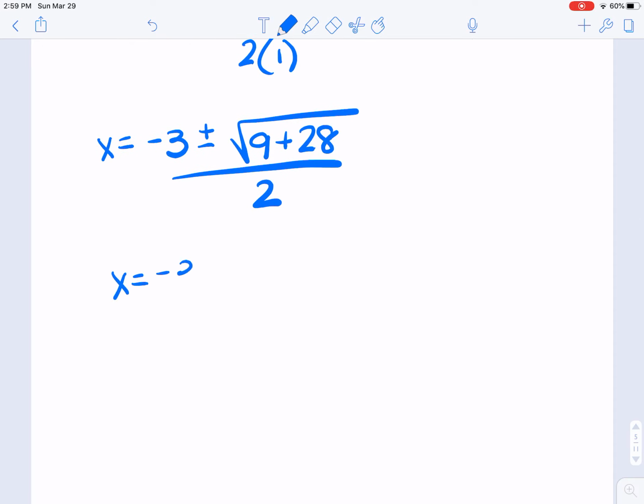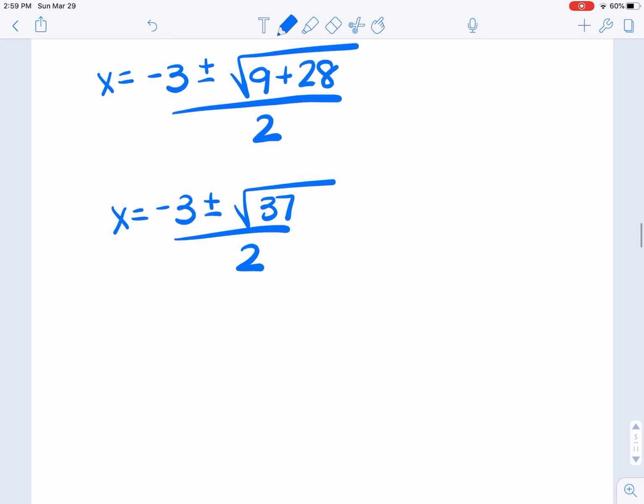X equals negative 3 plus or minus 37 divided by 2. Now, as you can see, 37 does not have a perfect square. It is not a perfect square. In this circumstance, this is where we're going to start getting decimal answers. So at this point, you'd be typing this into your calculator to get a decimal answer.